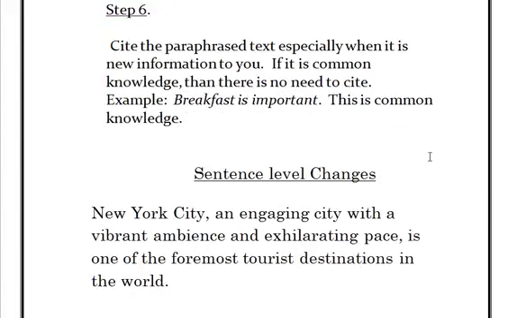So step 6 is cite the paraphrased text. You still give the author credit and you cite it. You don't quote it, but you just give it a citation that says that you got the information somewhere else. Okay? And this is important when it's new information. If it is common knowledge, then you don't need to cite.